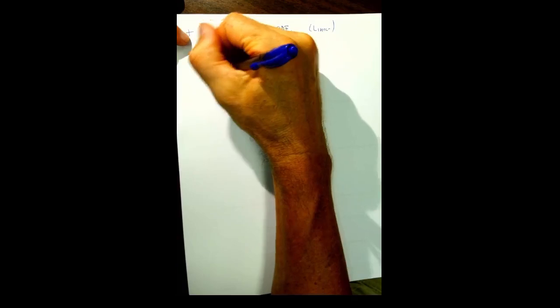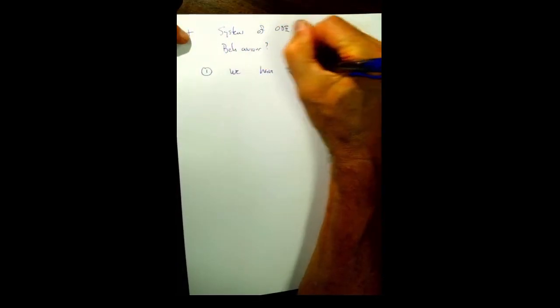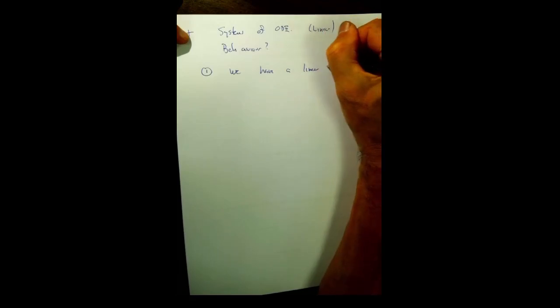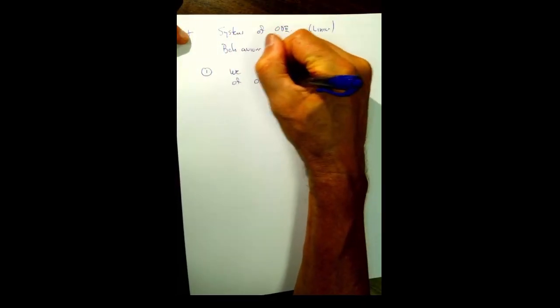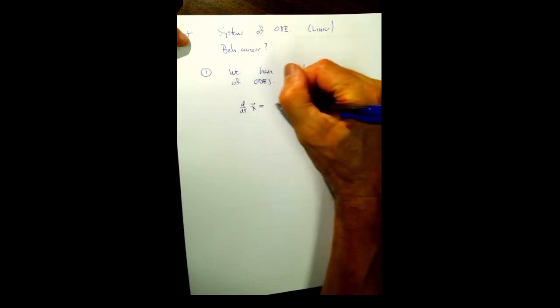And the question we want to address now is, what's the general behavior of these solutions? Do they grow? Do they decay? Do they oscillate? Okay, so what's going on is we're assuming we have a linear system, in this case of ODEs. So we're assuming we can write them in the form, the derivative of a state vector is a matrix times a state vector.